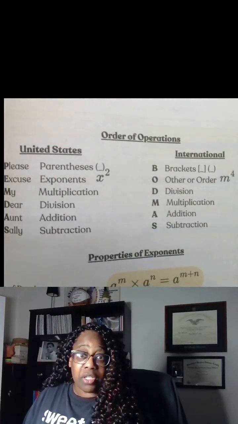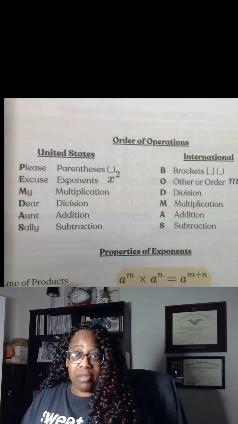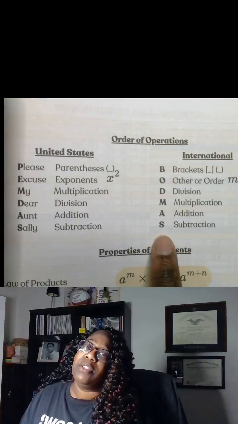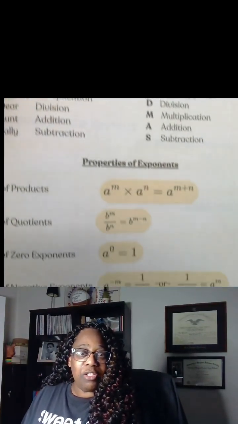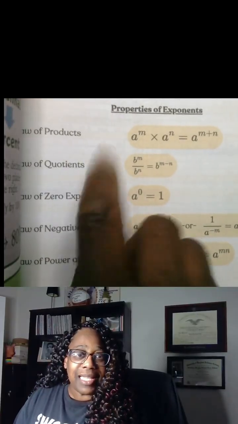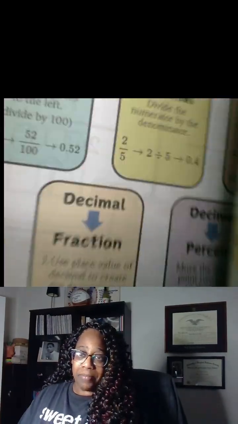Order of operations, or if you're my international people, you've got please excuse my dear Aunt Sally, and I'm not sure what the phrase is that you guys have, BODMAS, but then also your properties of exponents. This is huge.